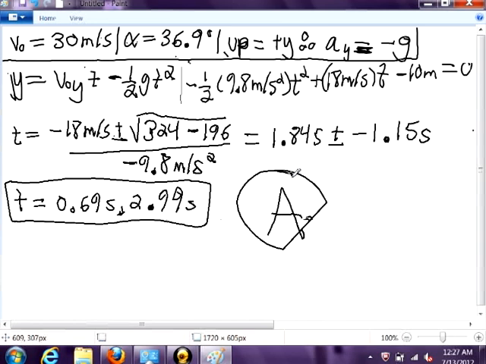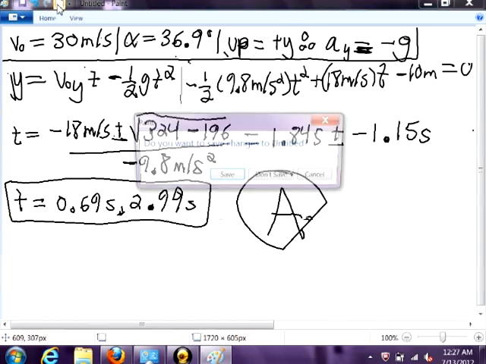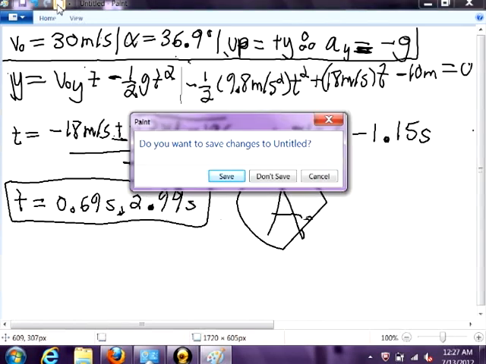Anyway, okay, so that was part A. Alright, now we can start part B. Okay, so part B again was, let's see, calculate the horizontal and vertical components of the baseball's velocity at each of the 2 times calculated in part A.